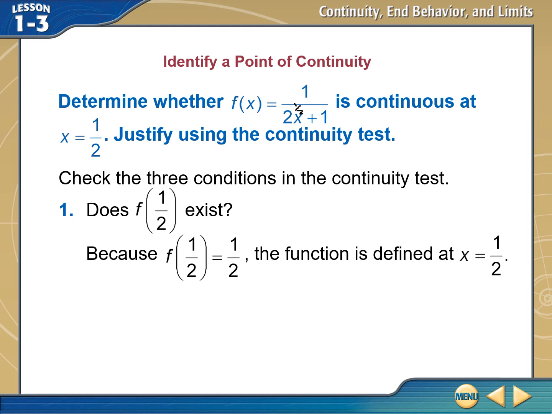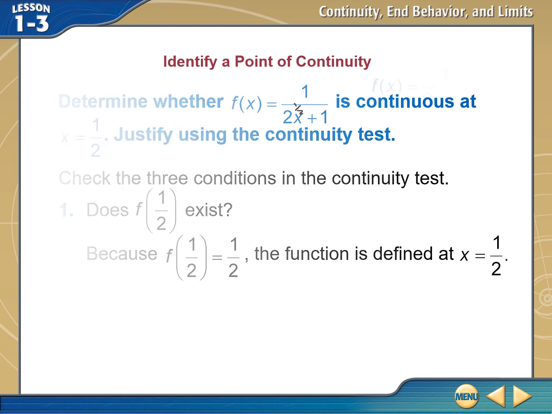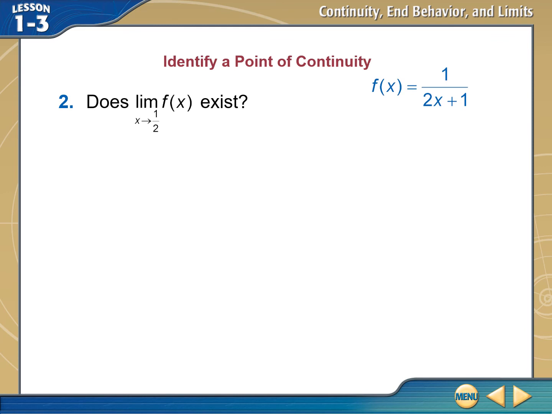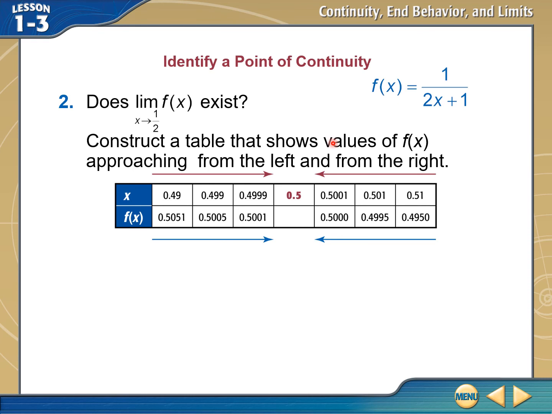What is the second question that we ask ourselves for the continuity test? The second question is about the limit, right? So, does the limit as x approaches half of f of x exist? This is our f of x, it's there. What are we going to do? We are going to use a table. Construct a table that shows the values of f of x approaching from the left and from the right. From the left and from the right of what? Of our c, which is 0.5.